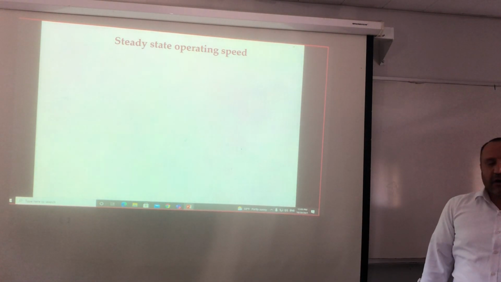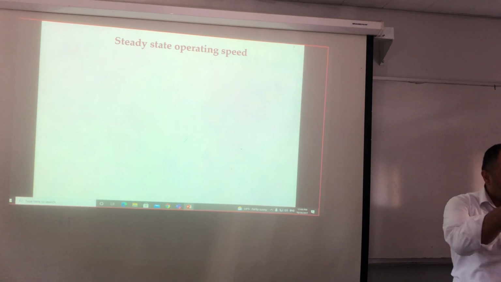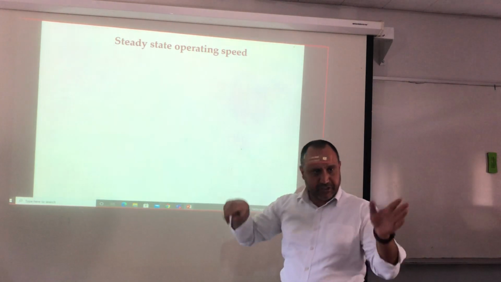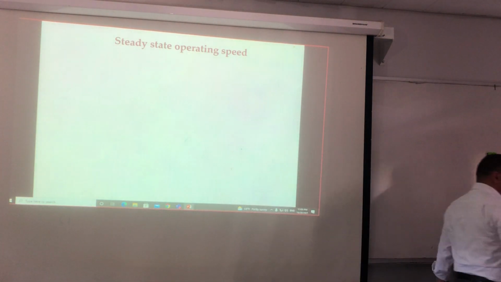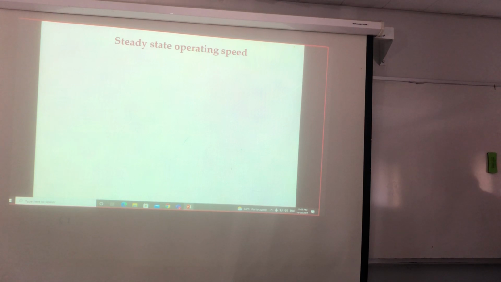Okay. Now this point actually is the intersection point between the torque speed characteristic of the load and the machine. So let's assume that we have the following plot. I will plot here a torque speed characteristic. Let's assume this is the torque, this is the speed.